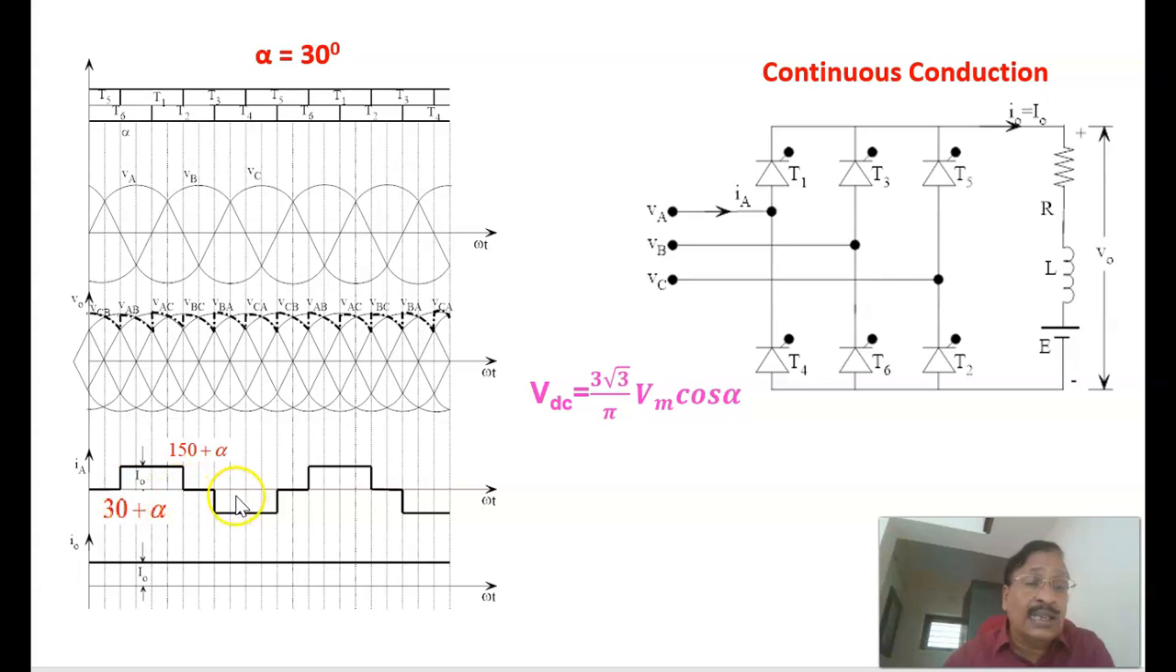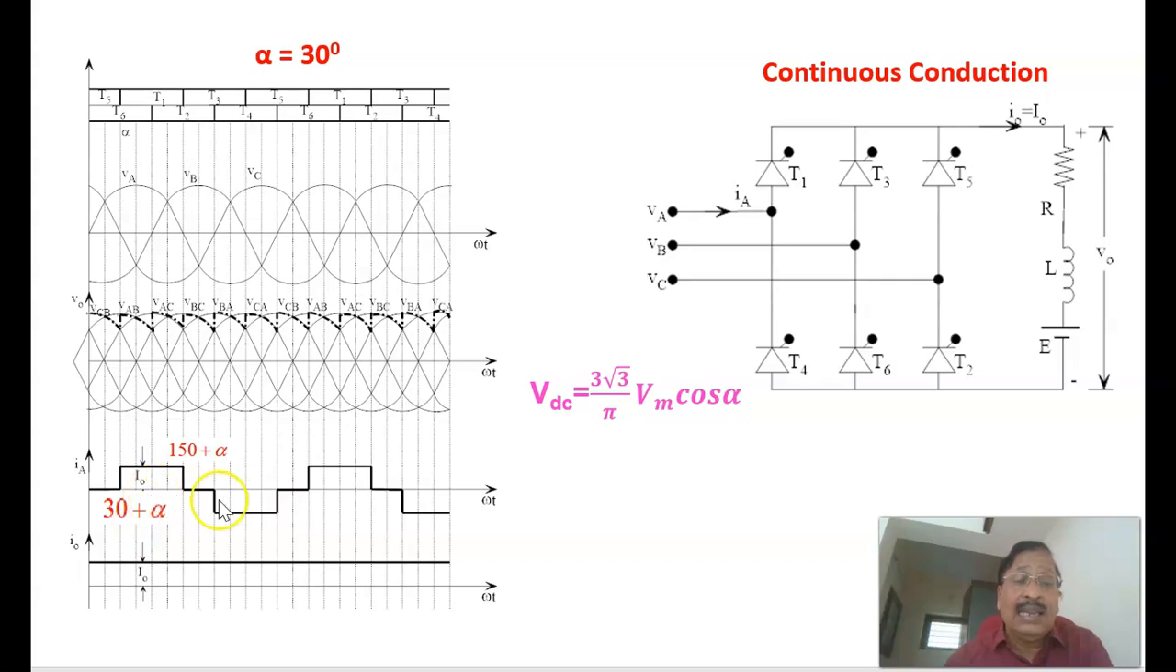The source side current is like this. This is the load current, a constant current flowing through the RLE load. But the input side per phase IA is like this: from 30 plus alpha until 150 plus alpha, it is plus I naught, then it is 0, then again it is equal to minus I naught. Therefore, this is the shape of the waveform of the source current of phase A when a constant load current is flowing.